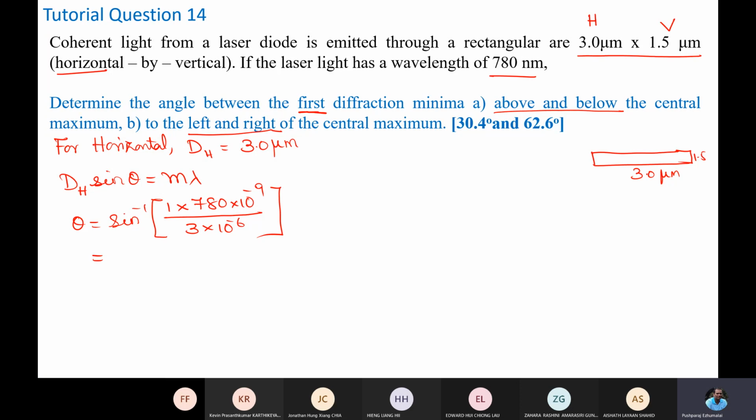So 780 × 10^-9 divided by 3.3 × 10^-6. So I am getting the angle as 15.07 degrees. This angle is from above only or below only. So above and below means multiply by 2.